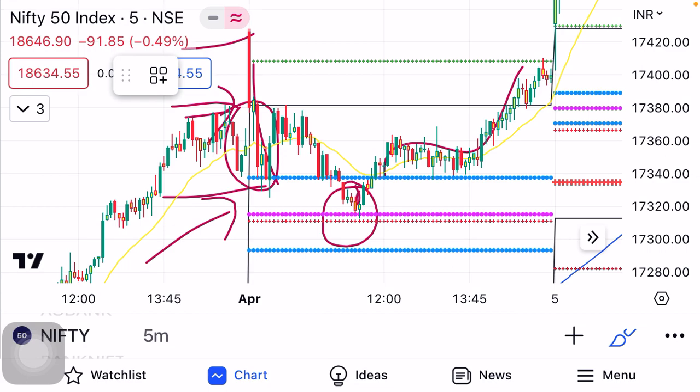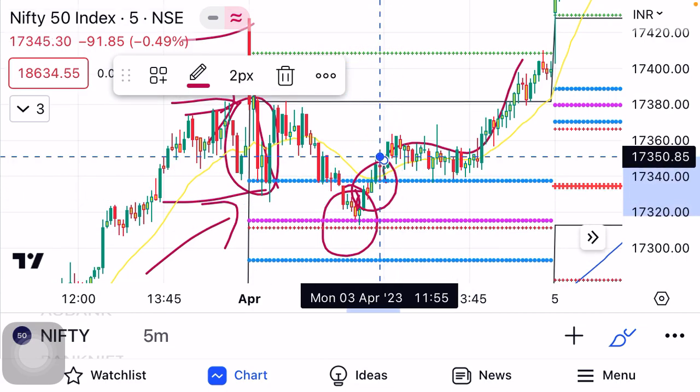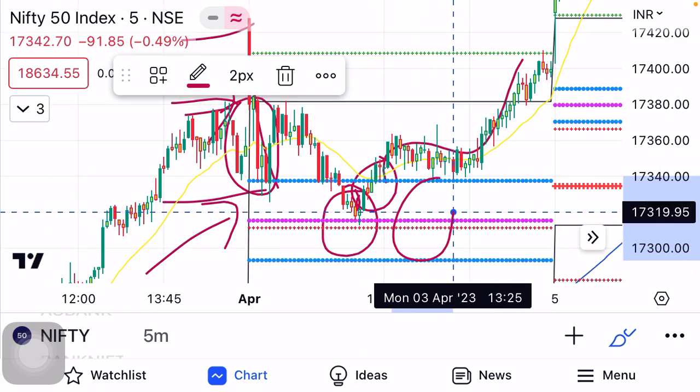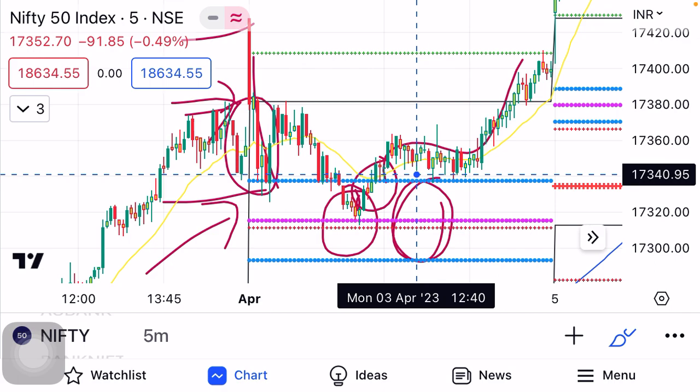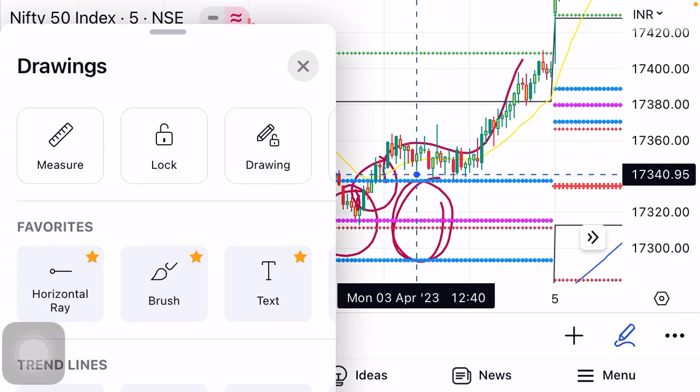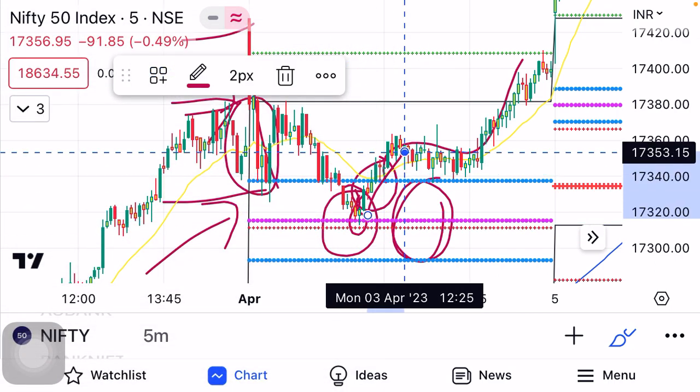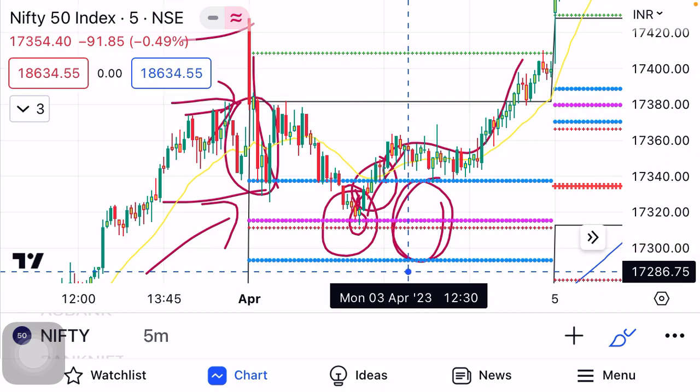Here if you see clearly, if you take an entry here, your stop loss will become very big, right? This whole range is going to be your stop loss if you enter at this point. We don't enter at this point, we see whether it is breaking to the upside or to the downside.